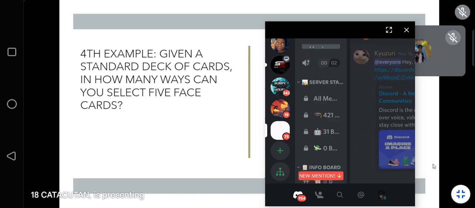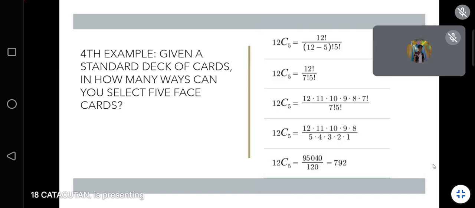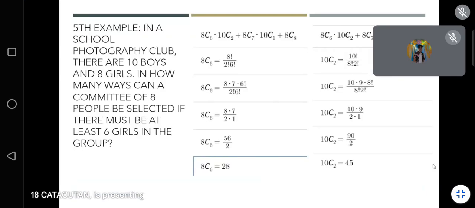So for our last example, in the school photography club, there are 10 boys and 8 girls. In how many ways can a committee of 8 people be selected if there must be at least 6 girls in the group? So this last example will be very challenging. Selecting 8 people with at least 6 girls in the group means that there could be 6, 7, or 8 girls in the complete committee. So when you select 6 out of 8 girls for the committee, this will entail choosing 2 boys to complete the committee of 8 students.